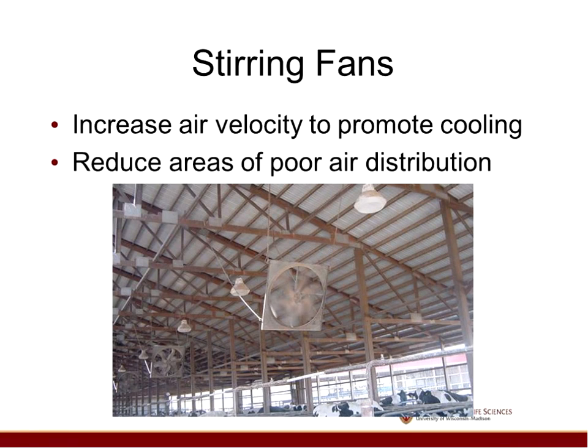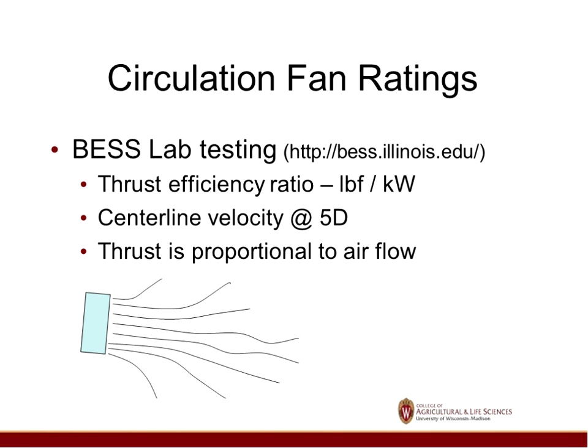Stirring fans, they have their place. We typically use them in loose housing, especially with dairy, some with pork. But the object of these is to increase the air velocity to promote cooling. And in some cases we're going to use them in enclosed barns because we may have an area where we have poor air distribution, so if we can use them to move the air around. In greenhouses, we also use them to keep the air uniform because we may have a heater running and we need to help distribute that air throughout the greenhouse. So that's another place, but that's not animal housing. But that's another place that we often use stirring fans.